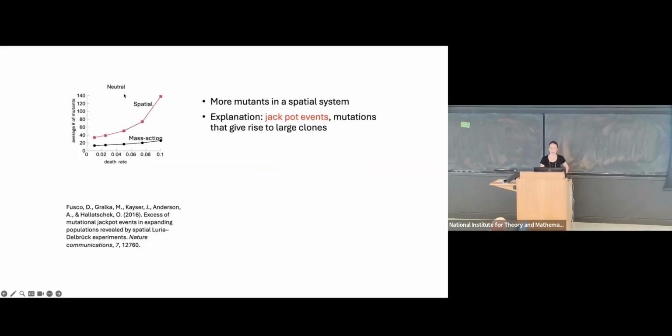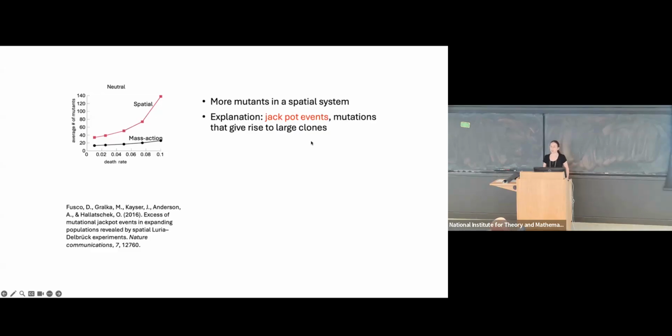Here's a result for a neutral mutant that grows. In a mass action or well-mixed colony, this is how many mutants you observe. And you compare it with a spatial colony, you have a lot more. So somehow, in a colony of the same size, if you grow it in 2D, you're going to have a lot more mutants, even though all the rules are more or less the same in the two. There's an explanation for this, which is about jackpot events.